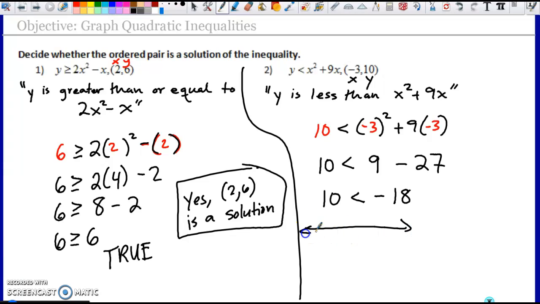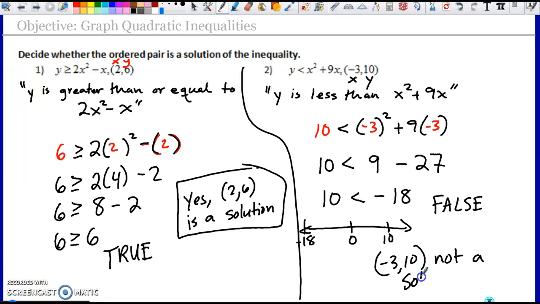Here's how you check. Well, here's 0, here's 10, and negative 18 is over here. In order for a number to be smaller than another number, or less than, it has to be on the left side of it. But 10 is on the right side. So 10 is actually greater than negative 18, and this is false. So negative 3, 10 is not a solution to the inequality.